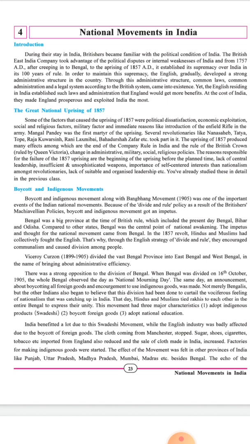In order to maintain this supremacy, the English gradually developed a strong administrative structure in the country. Through these administrative structures came common laws, common administration, and a legal system that was according to the British system rather than the Indian one. Everything was being changed and the British system came into existence. The English residing in India established such laws and administration that England would get more benefits.